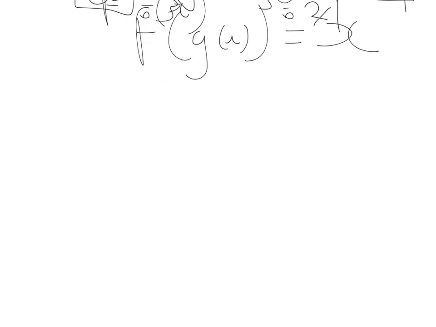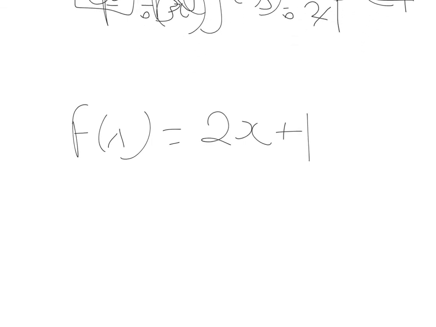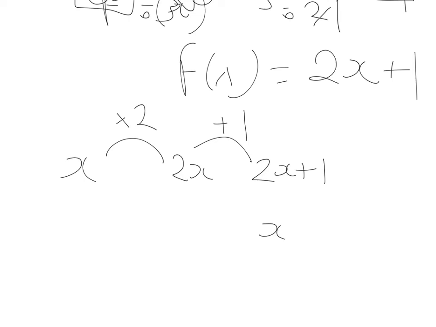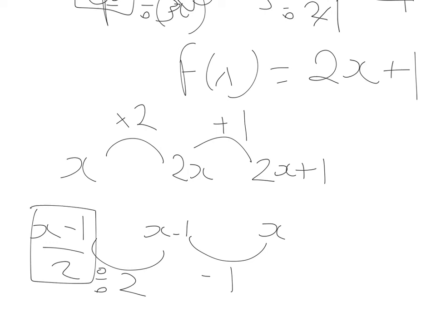A quick explanation for that could be if I said that f of x was 2x plus 1, and I'm going to identify g of x, the inverse function. So, start with x for f of x, times it by 2 and I get 2x. Add on 1 and that's 2x plus 1. So let's undo that. So take away 1, x minus 1. Opposite of times 2 is divided by 2, (x minus 1) over 2. So the inverse function to 2x plus 1 is (x minus 1) over 2.